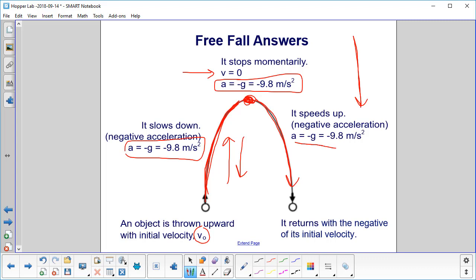And in this case, we still have a equal to minus g. But the velocity is in the same direction as the acceleration, so you speed up. Again, just like in a car, when you hit the accelerator pedal, you go faster. You're accelerating in the same direction you're moving. Then right at the bottom, right before you hit the ground, you have the negative of the initial velocity. So it's the same magnitude, the same speed, just in a different direction.